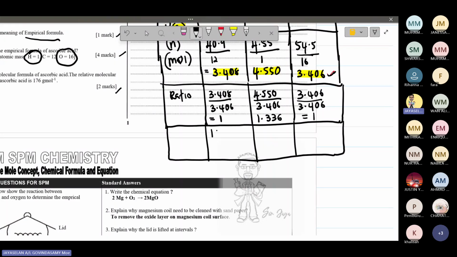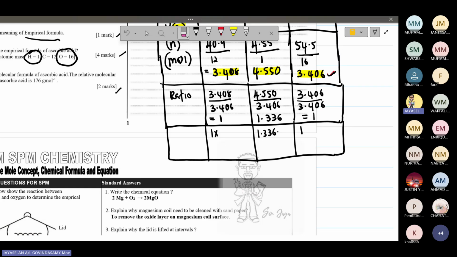Okay, now I try 1 times 2. This one, 1.336 times 2. This one, 1 times 2. You must times everything. If this is 2, this also must be 2, this also must be 2. So what value will you guys get? This one I got 2. This one I got 1.336 times 2, I got 2.672. This one I got 2. So you see this, this is not a round value. This looks flawed. So what you guys do, you drop the 2.